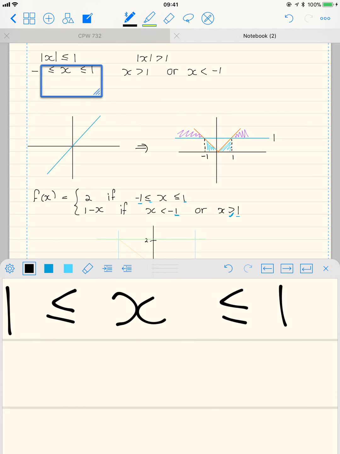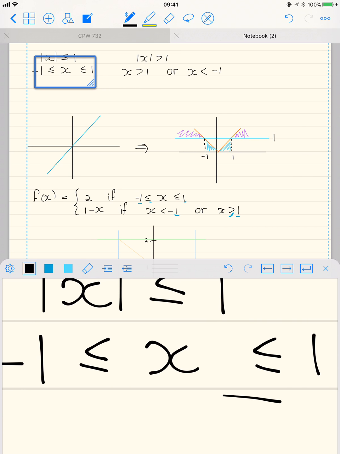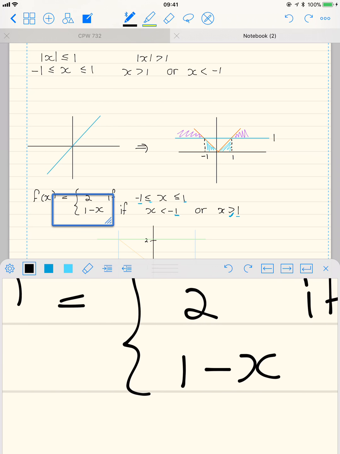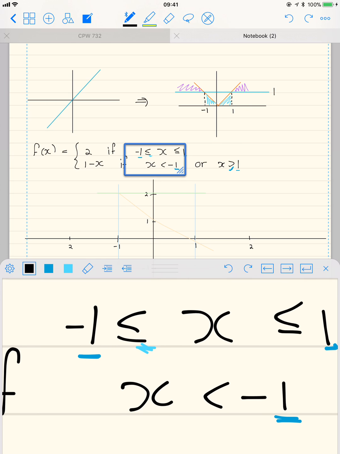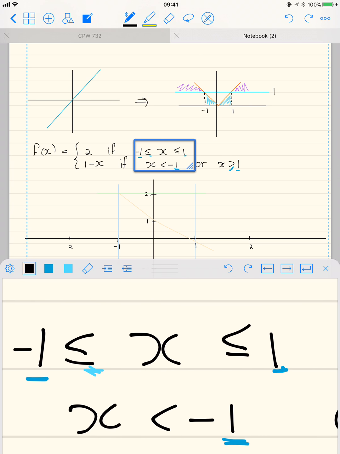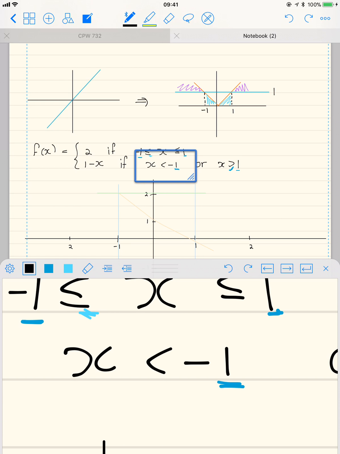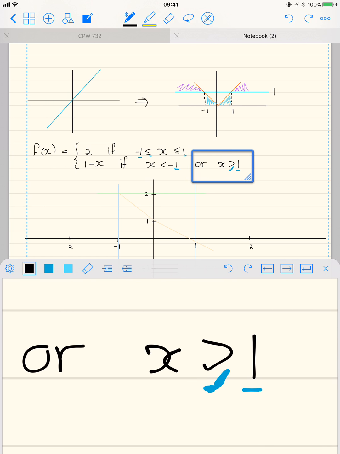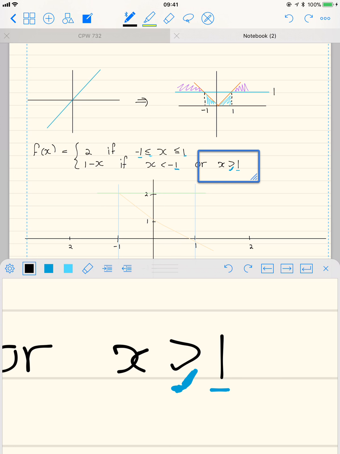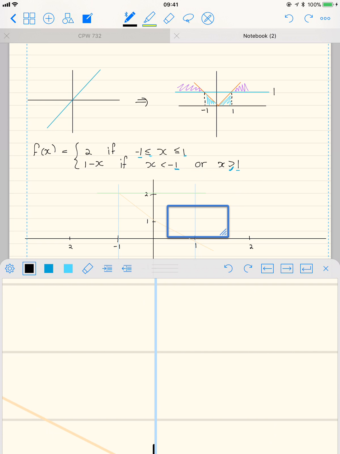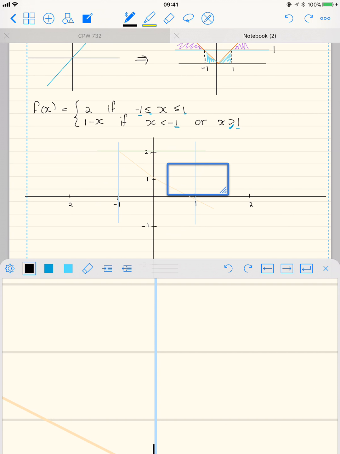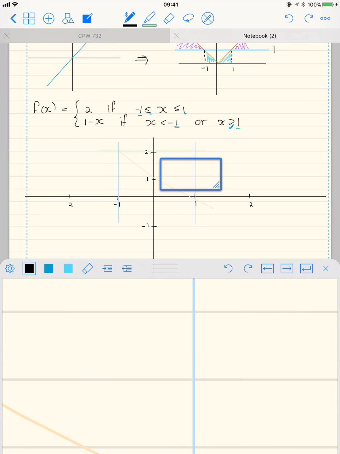Now we can rewrite these things down here. So we rewrite the piecewise function. So we have minus 1 and 1 constrain x there. So x is between minus 1 and 1. And we have that x must be smaller than minus 1 or greater than 1. So our interesting points, our boundaries, are going to be minus 1 and 1, which are these light blue lines that I drew.